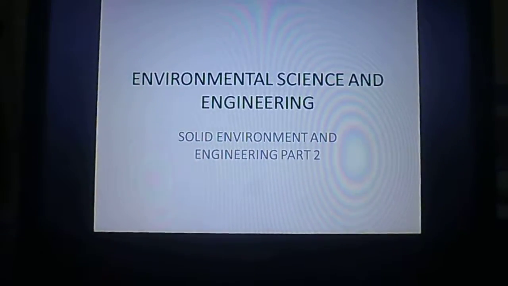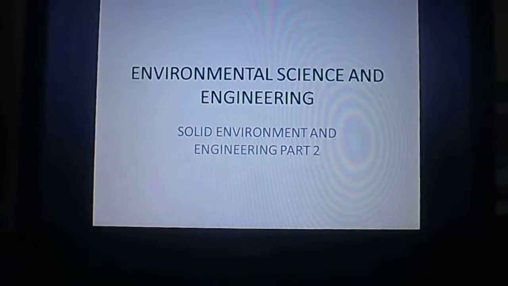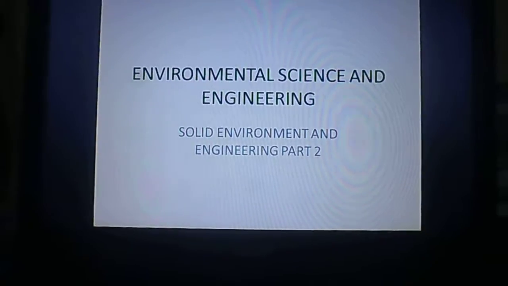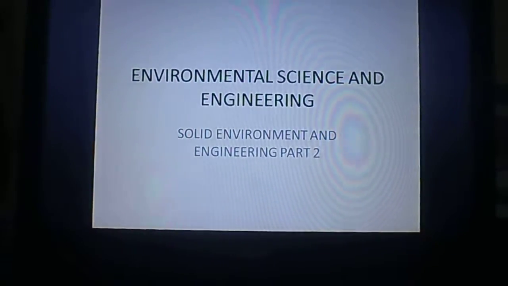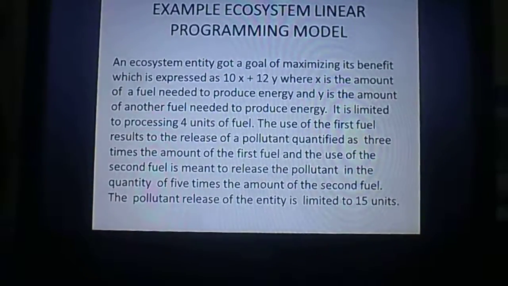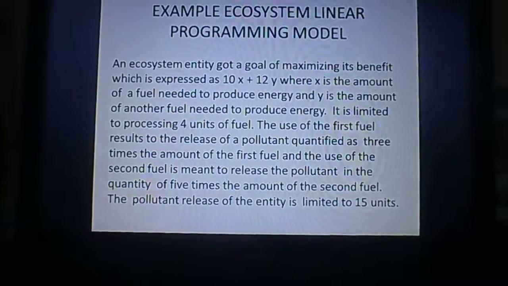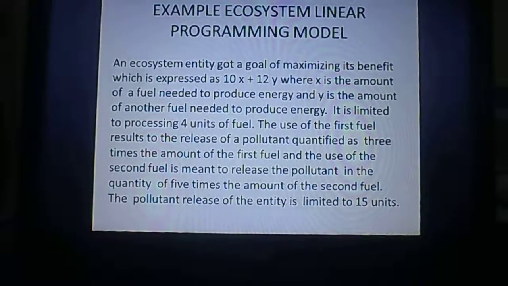This is a continuation of the lesson on solid environment and engineering in the subject Environmental Science and Engineering. Consider the lesson on ecosystem linear programming modeling.